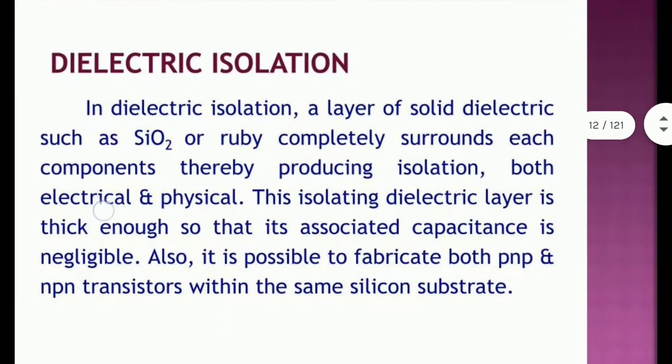So next one is the process of diffusion. So dielectric isolation. In dielectric isolation, a layer of solid dielectric such as SiO2 or Rubylith completely surrounds each component, thereby producing isolation, both electrical and physical. This isolating dielectric layer is thick enough so that its associated capacitance is negligible. So it is possible to fabricate both PNP and NPN transistors on the same silicon substrate.